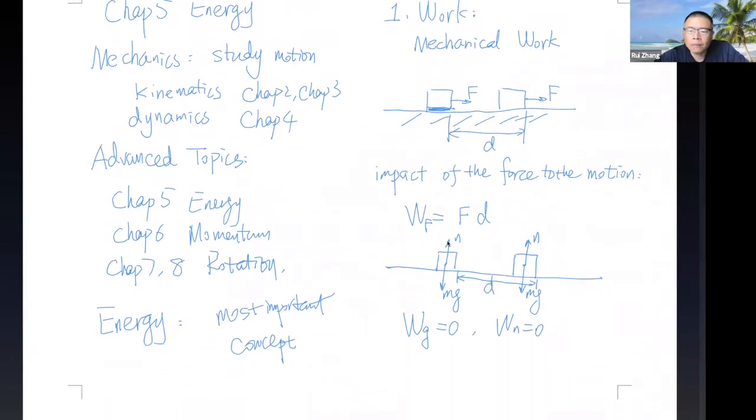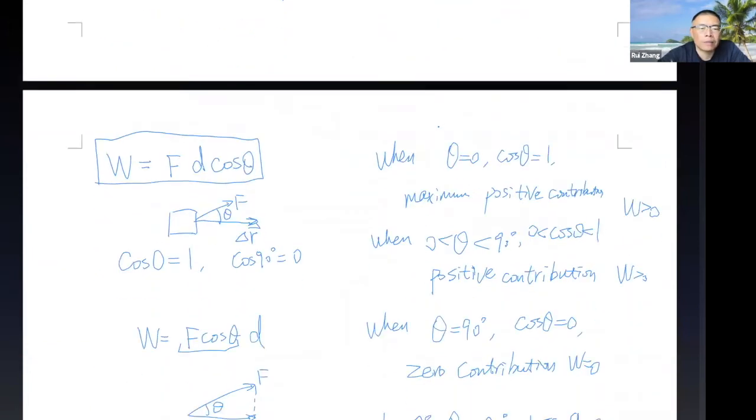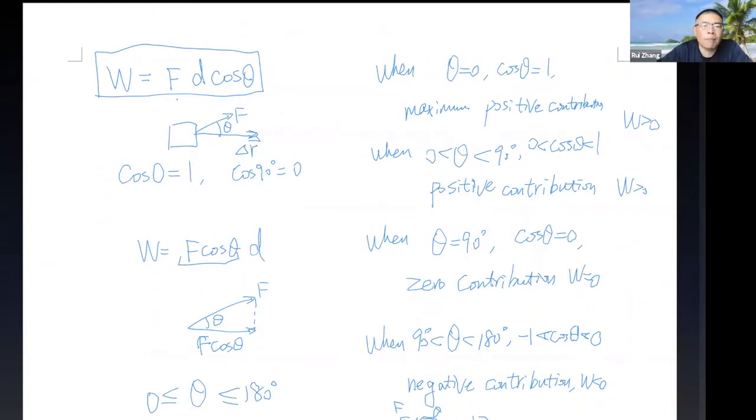So the work basically is a way to describe the impact of a force to the motion you have, or the contribution. So you could either use impact or contribution, okay? And basically the mathematical definition here is this: it equals the magnitude of the force times the magnitude of the displacement, which is the distance, times cosine of the angle, where the angle is the angle between the two directions, the direction of force and the direction of displacement. So that's how we define work, okay?